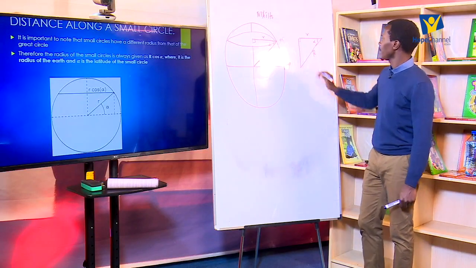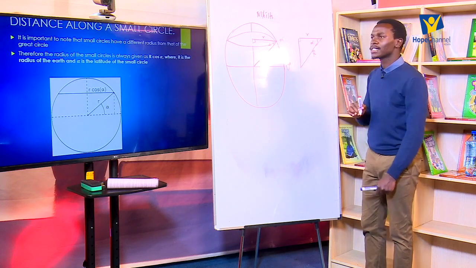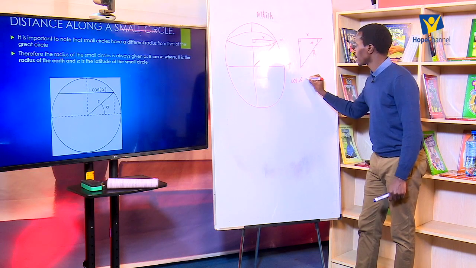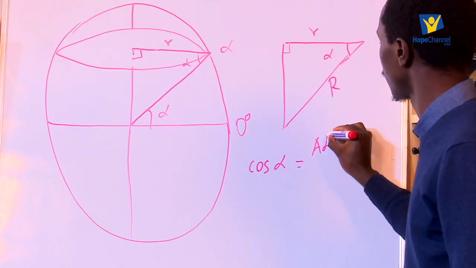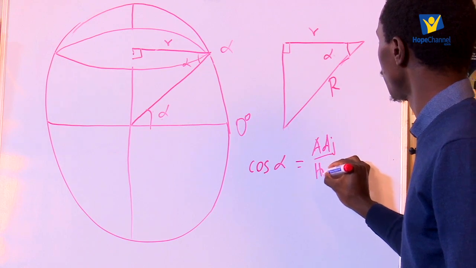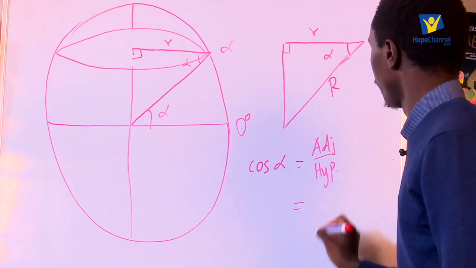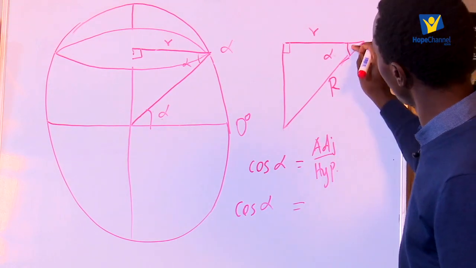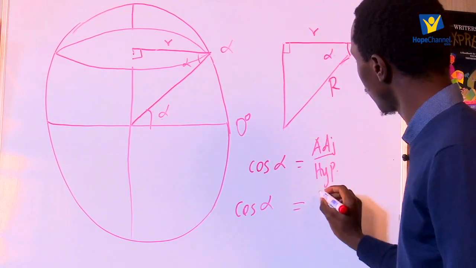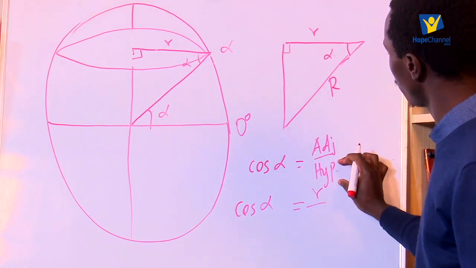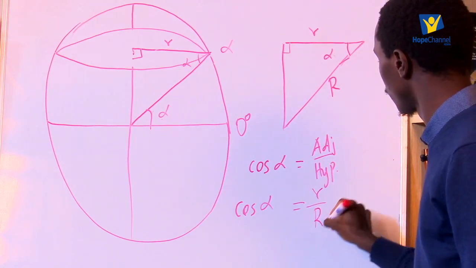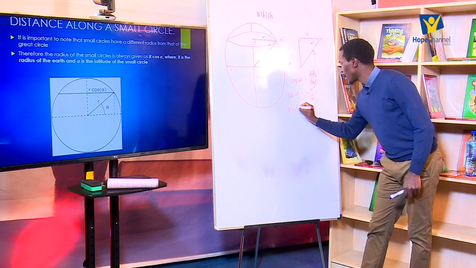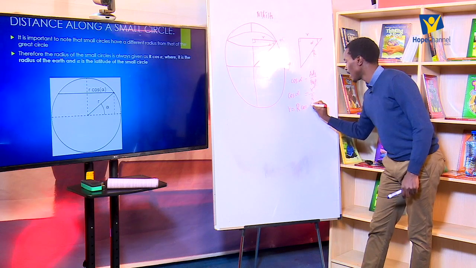Now, how do we calculate the cosine of an acute angle? The cosine of an acute angle is given as adjacent over the hypotenuse. Now, in this case, cos of alpha is equal to the adjacent. The adjacent of this angle is the small r over the hypotenuse, which is the capital R. Now by cross multiplying, we'll have the small r being equal to capital R cosine of alpha.